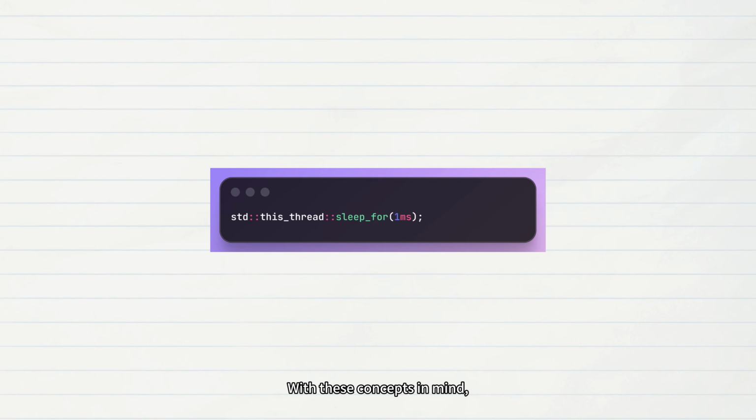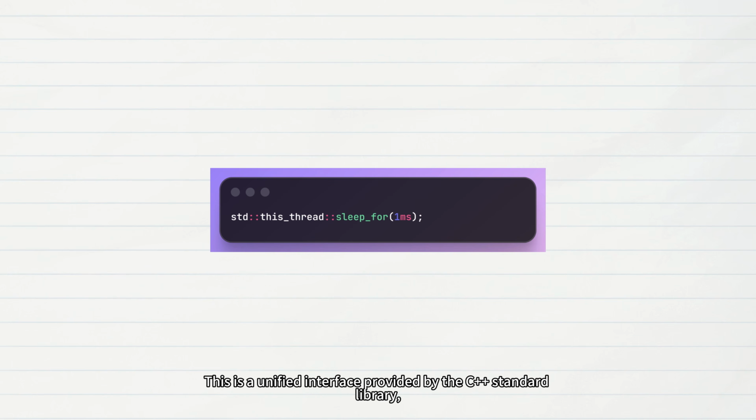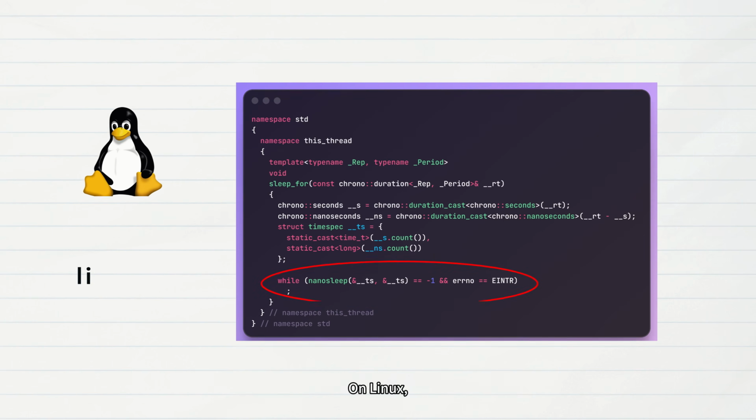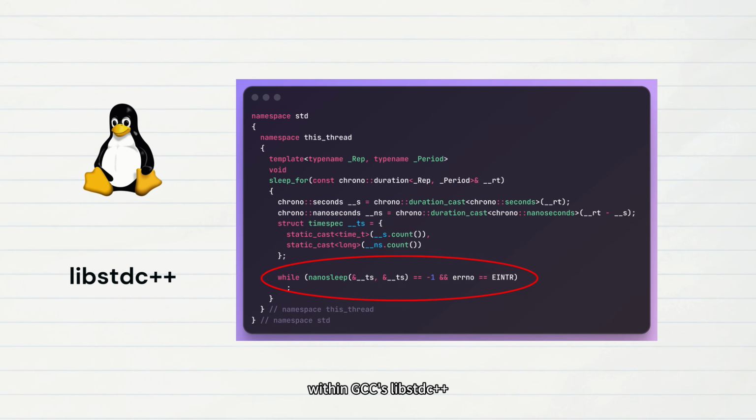With these concepts in mind, let's return to the sleep4 code from earlier. This is a unified interface provided by the C++ standard library, but it doesn't implement the sleep functionality itself. On Linux, within GCC's libstdc++ library, the underlying implementation of sleep4 ultimately calls a system call, nanosleep. This is the core reason why it triggers a transition from user mode to kernel mode.